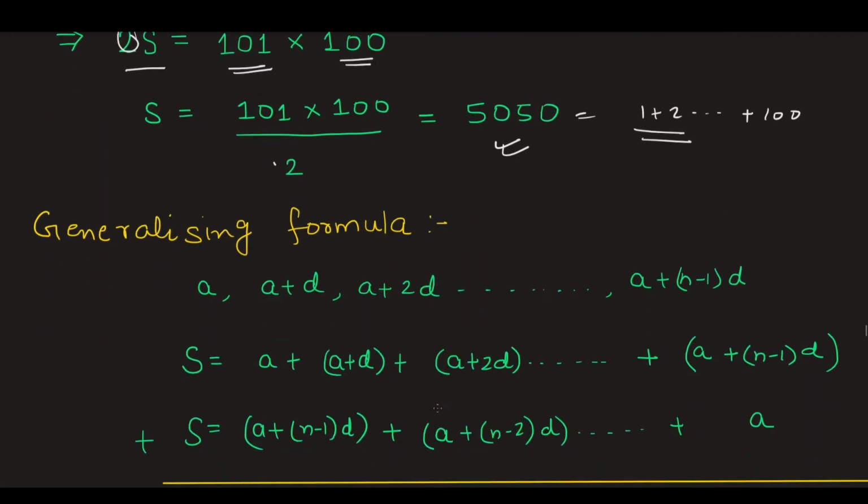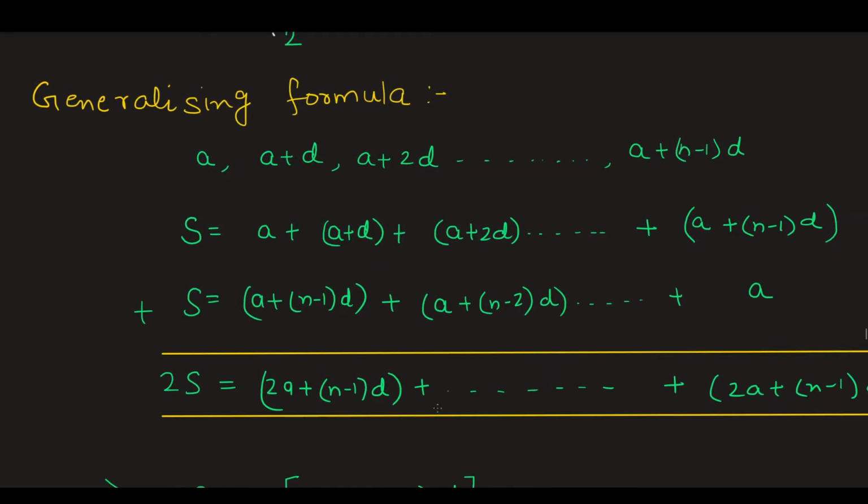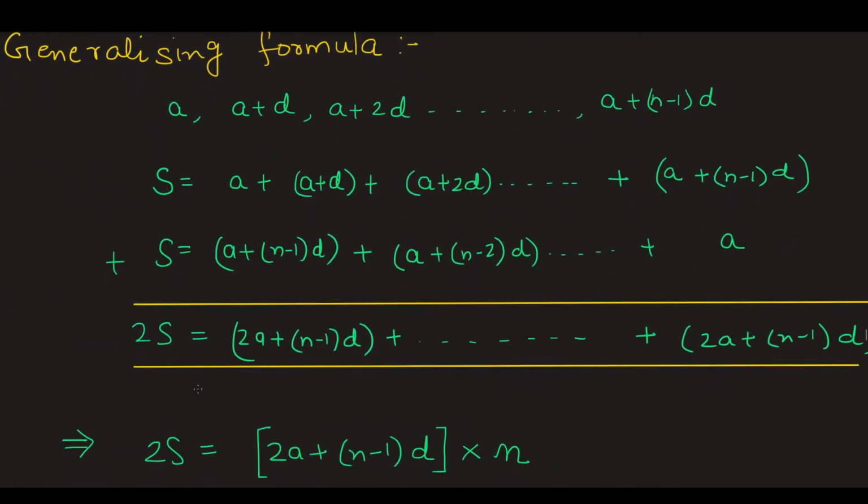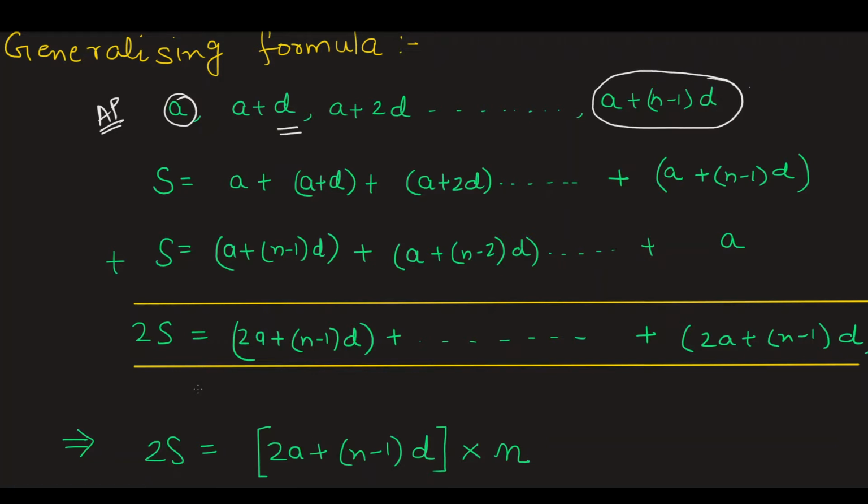Okay. Now let us generalize this formula. Take the general case, a general AP, in which the first term is A, the common difference is D, and A plus n minus 1 into D is the last term, L. Now S is, write all these terms: A, the second term is A plus D, then the third term, up to the last term A plus n minus 1 into D.